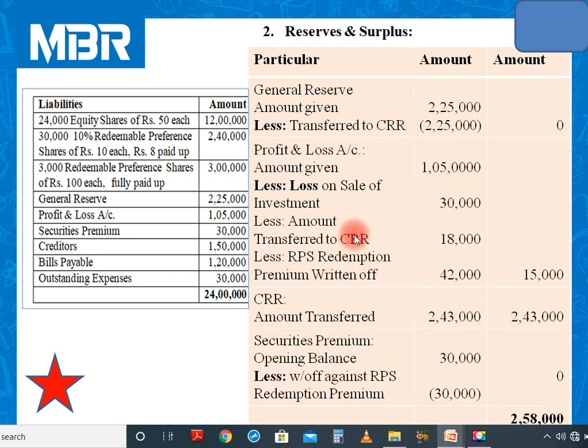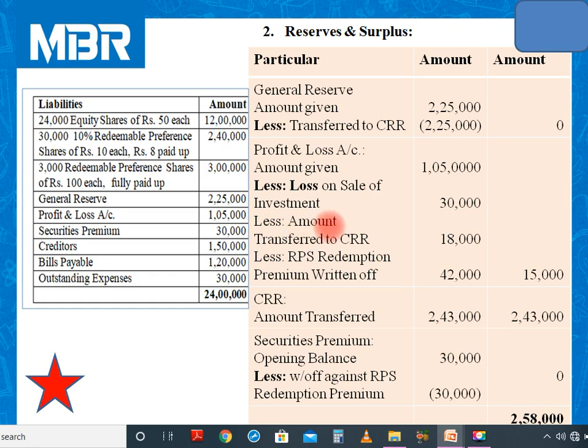Amount of general reserve was not enough. So at the time of adjustment of the fund, we have transferred rupees 18,000 to CRR. You can check step number 3. 18,000 to CRR. So it is also deducted from the given balance.